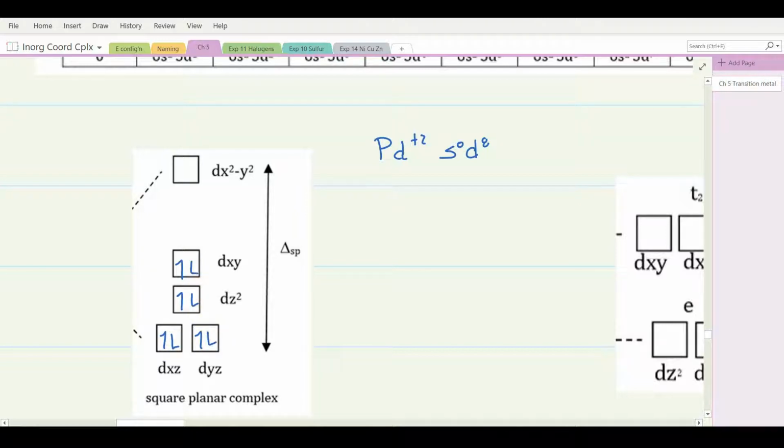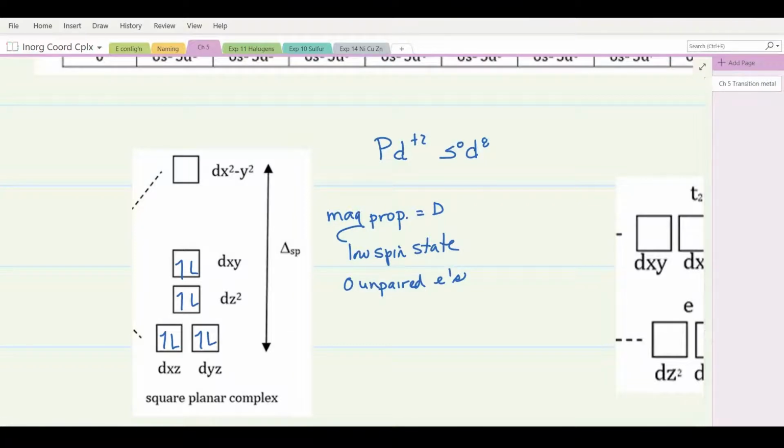What's the magnetic property of this? Well, it's diamagnetic. And we're told that the complex is known to be paramagnetic. This has a low spin state. It has 0 unpaired electrons. This is clearly not an electron arrangement in tetracarbonyl palladium-2.